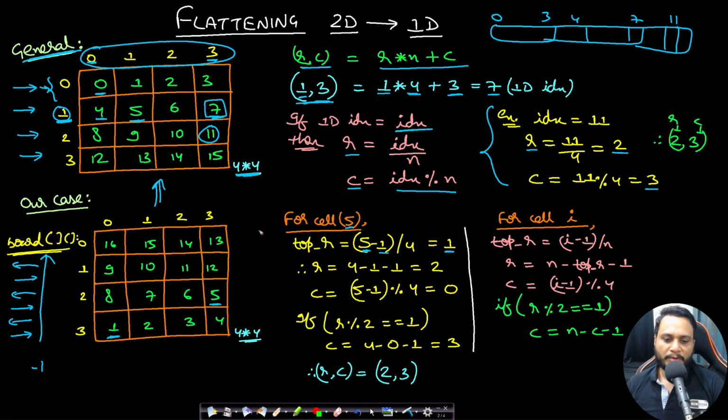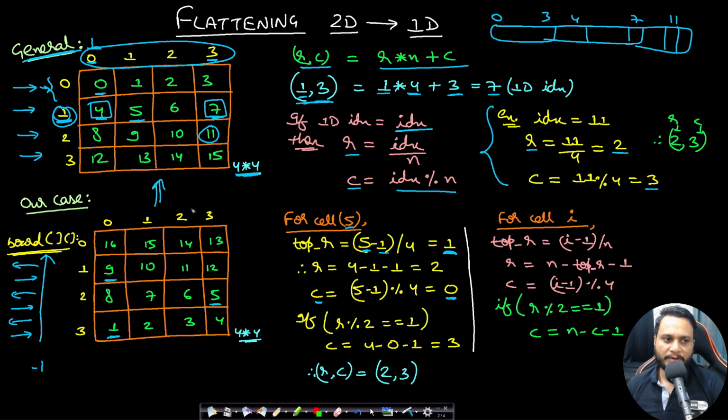That means it is row number 1. Row number 1. And if you see the column number, 5 minus 1 mod of 4, 0. So row number 1 and column number 0, which is the correct position for 4. But if you look here, if you had just stopped here at 1 comma 0, then it is giving you 9. It is not giving you the actual value 5.